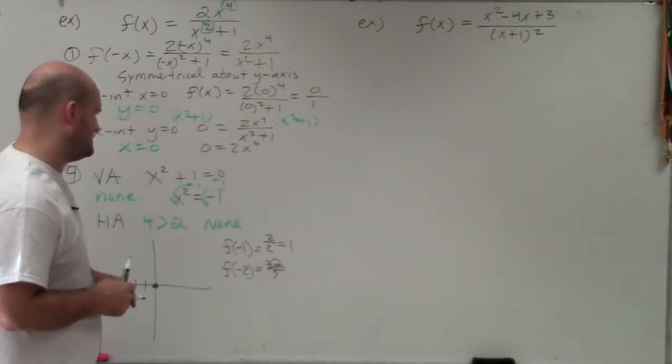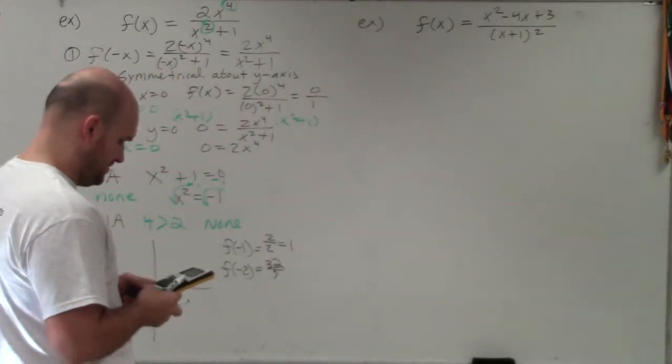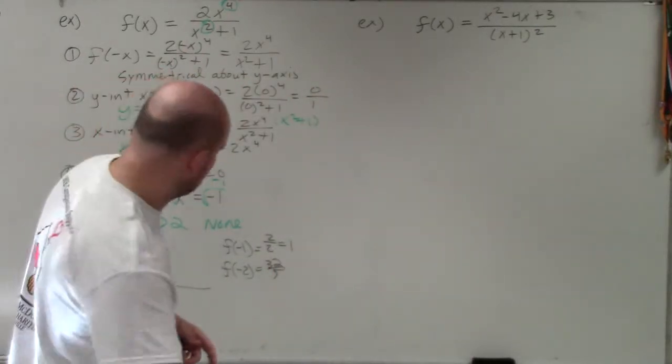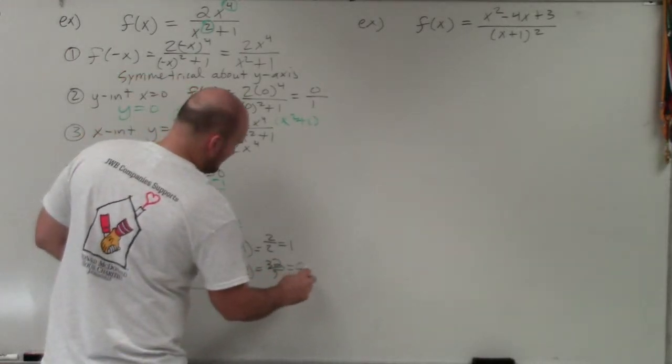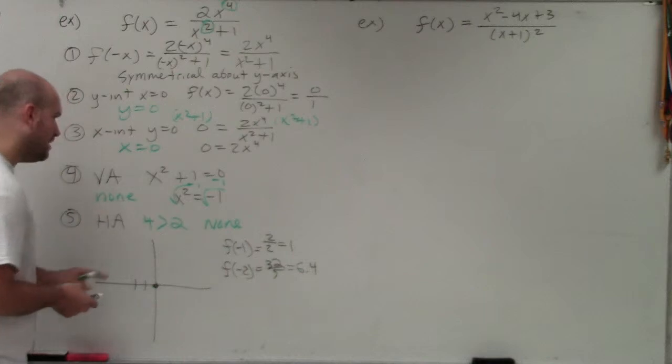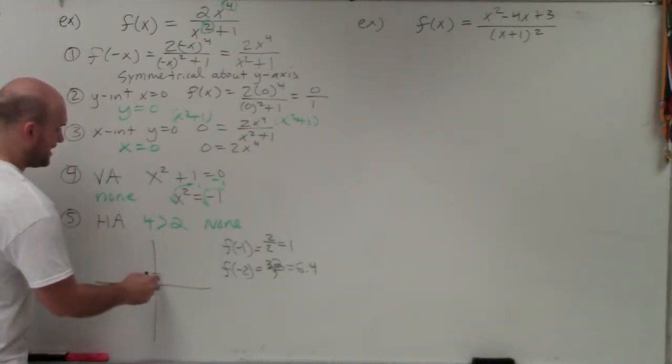That's going to be 6.4. Yes, I believe so. 32 divided by 5 is 6.4. So instead of trying to graph 32 divided by 5, I'll just convert that to a decimal, which is 6.4. All right, so now at f of negative 1, I have 1. At f of negative 2, I have 6.4.